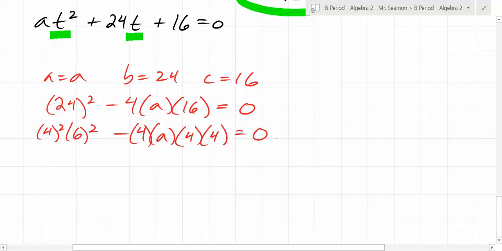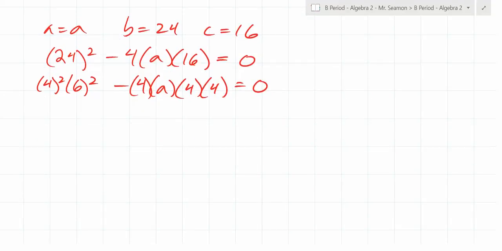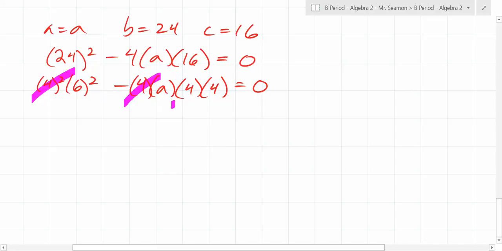What could you divide everything by? 4. You could go by 4 and 4 again, right? So what you can do, you can cross this out, and you can also cross out, because what's 0 divided by 16? 0, right? So what does this become? 6 squared minus 4a is equal to what?